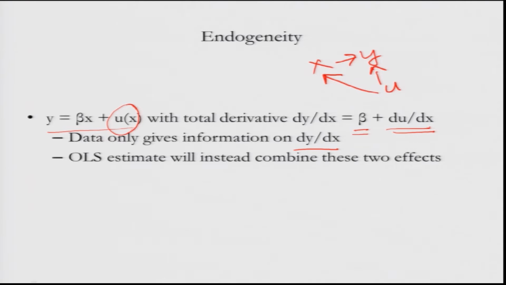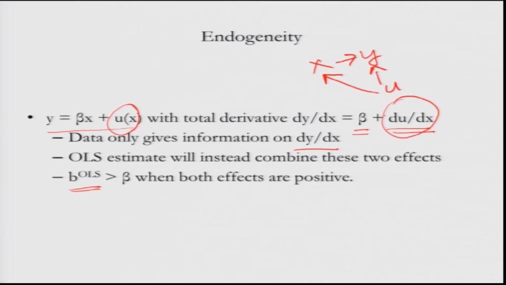Now, the OLS estimate will instead combine these two effects, of course, and what we have is the estimate of beta, which is b_OLS, as I represent here. So, the OLS estimate of beta, captured by b_OLS, will be greater than beta when du/dx is positive. That is, both effects are positive, in other words, x affects y in a positive manner, and then u also affects y in a positive manner, and u and x are positively correlated. So, the only condition under which we can retrieve beta, the true value of beta, is where du/dx equals 0.